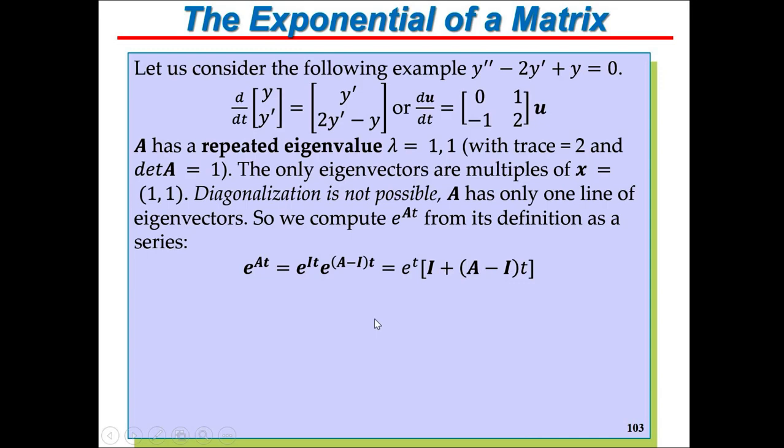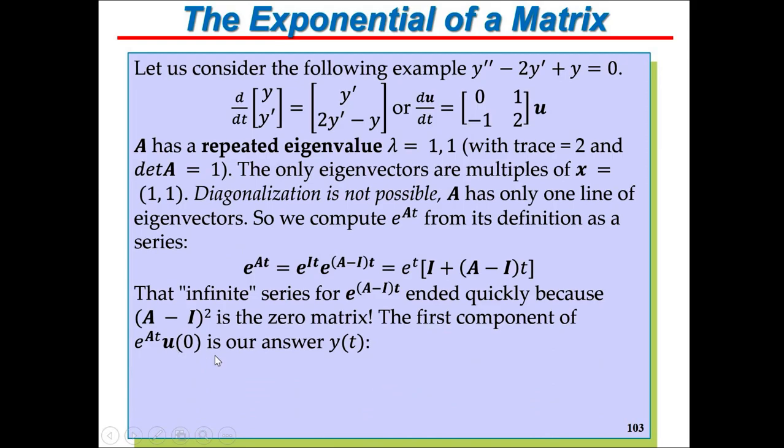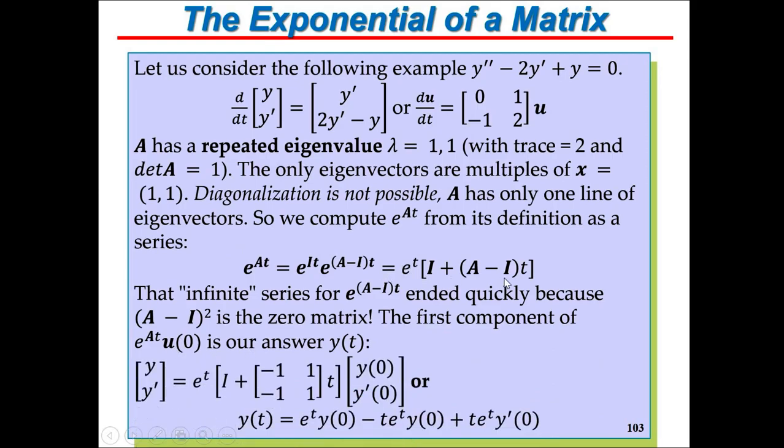And now I can actually use my general solution that says that u of t is e to the At times u0. All right? And I can use this expression here and write my solution for y and y prime as e to the t I times A minus I. So this is A. If you subtract I, you're going to get minus 1, 1, minus 1, 1. That's what I have, times t times the initial condition y0 and y prime 0.